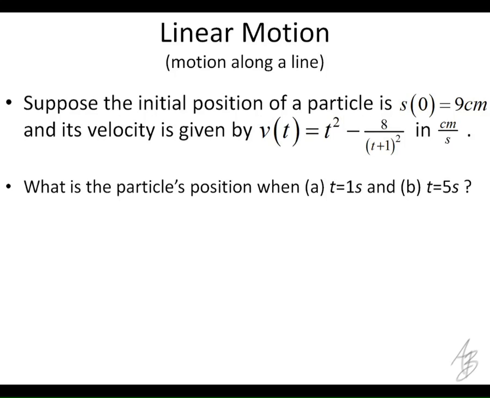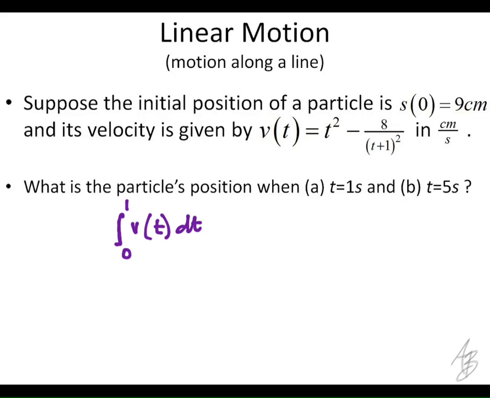Our goal is to figure out, if we start at 9, where do we end up when t equals 1 second, and where are we when t equals 5 seconds? If we take the definite integral from 0 to 1 of that velocity function, then we're going to figure out how much that particle's position actually changed. We're going to figure out its displacement over that time. So the way we'll set that up for part A, it's going to involve the integral from 0 to 1 of the velocity function. I'm just going to write it like this right now.